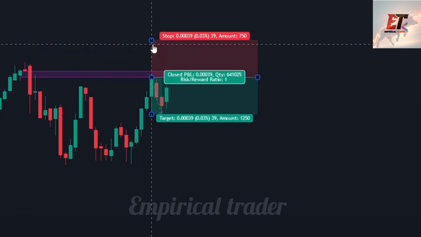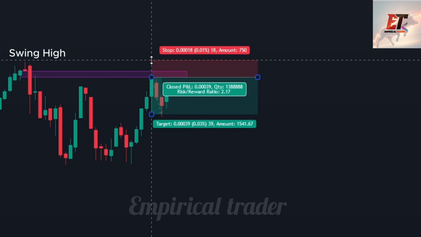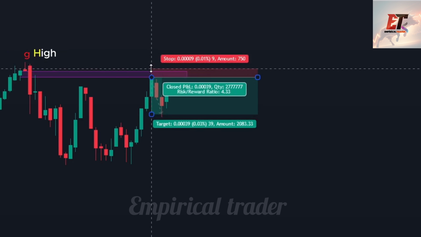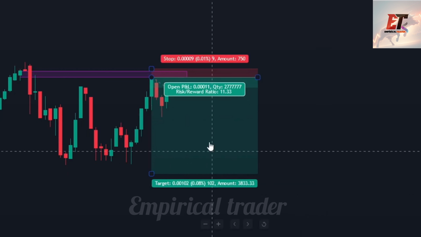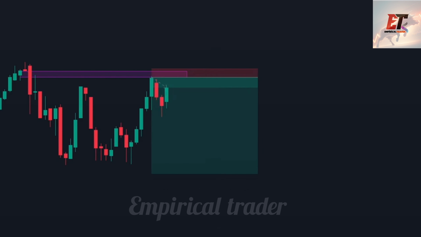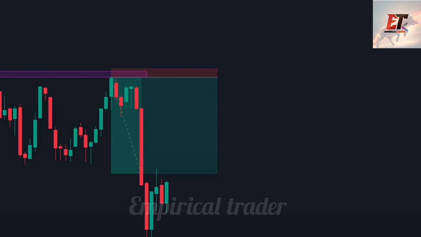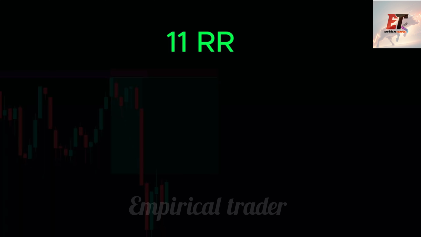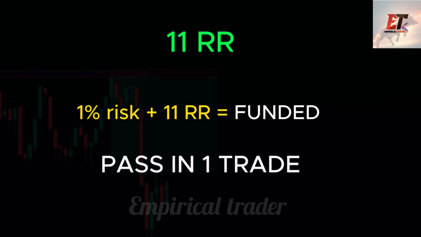We have different options for the stop loss. We can place it above the previous swing high, or right above the fair value gap, which I chose to place in this specific trade, and let the price run. We have hit TP on a 11 risk to reward trade. If you risk 1% per trade on a prop firm using this setup, you can pass the challenge in 1 trade.